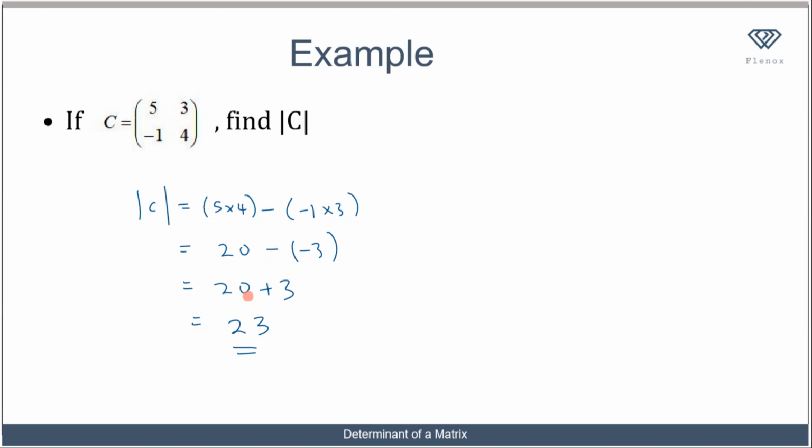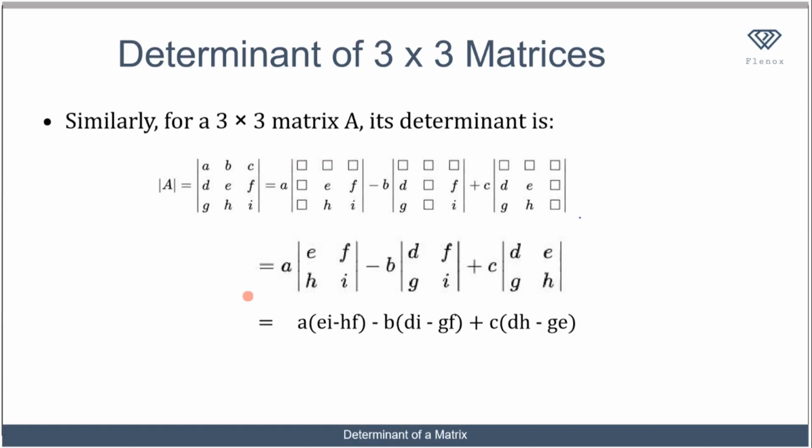Now let's look at how to find the determinant of a 3 by 3 matrix. When you have a 3 by 3 matrix, the first thing we want to do is transform this 3 by 3 matrix into 2 by 2 matrices. And since you know how to find the determinant of a 2 by 2 matrix, you can easily proceed from there. Here we have the elements A, B, C, D, E, F, G, H, and I. So how do we find the determinant?